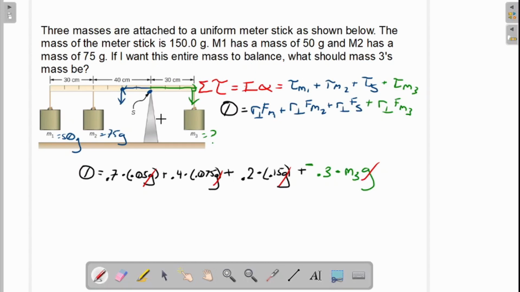From here, I just need to solve. You can do that. Go ahead, give it a try. Check back after you're done.